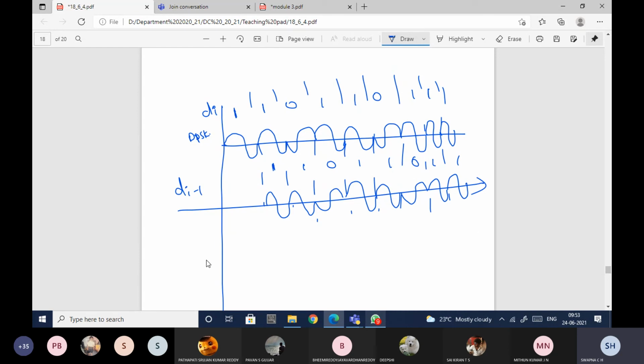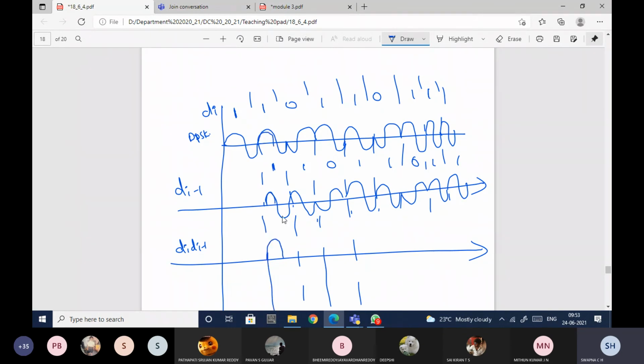Now I need to multiply these two, di and di minus 1. When you multiply, positive waveform is multiplied with positive waveform, so I'll have positive from here to here. Again here, negative multiplied with negative, so still positive. Next, negative multiplied with positive, so I'll have the negative waveform. Positive multiplied with negative, so negative. I will draw the diagram; you can check it once again.